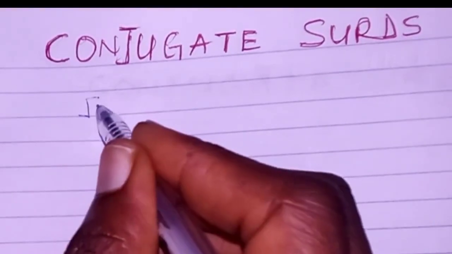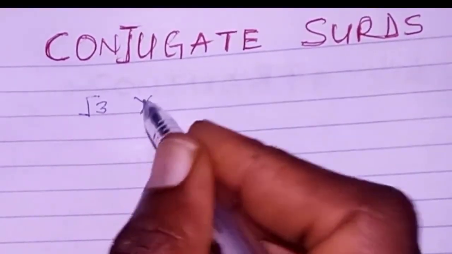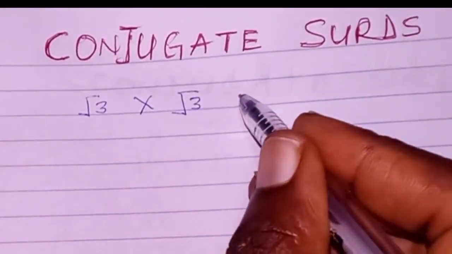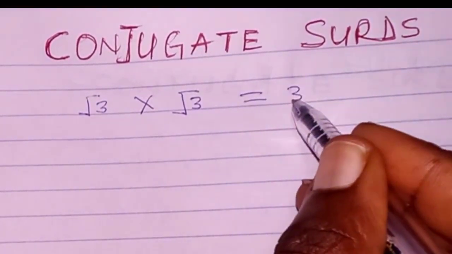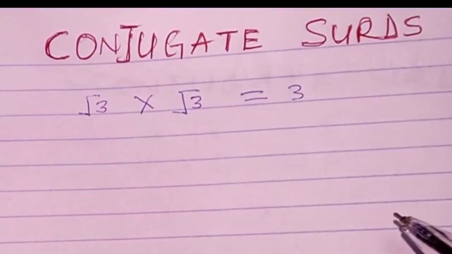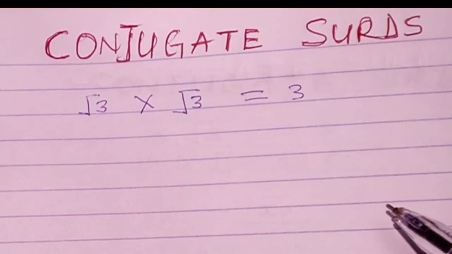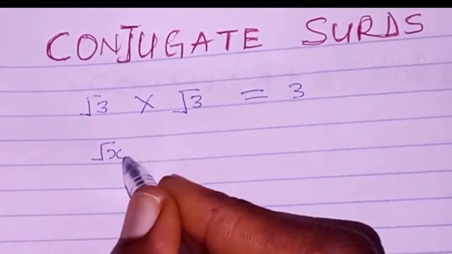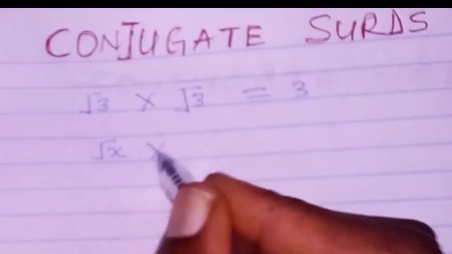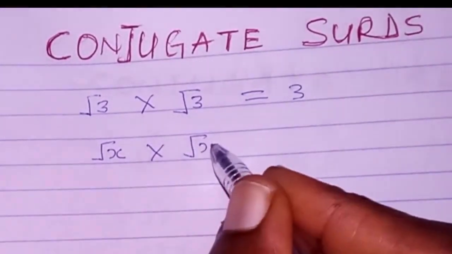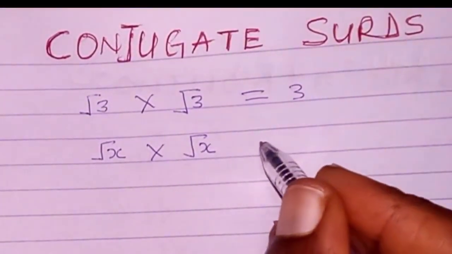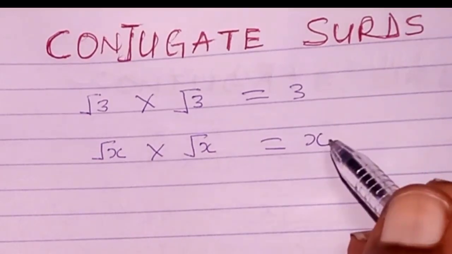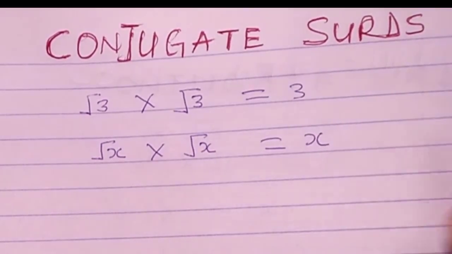that when you have root 3 multiplied by another root 3, your answer is going to be 3. Take note of this rule. So in general, when you have root x multiplied by root x, your answer is going to be x. Okay, now let's dive in.